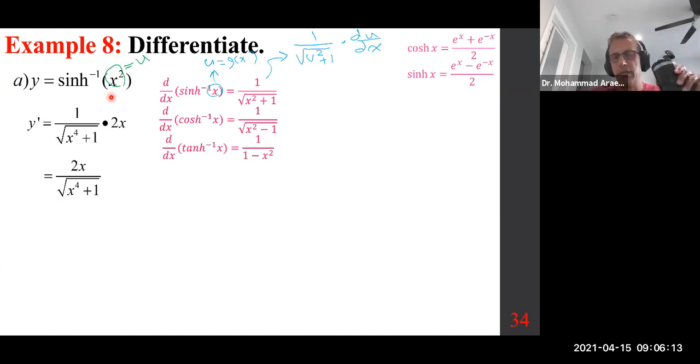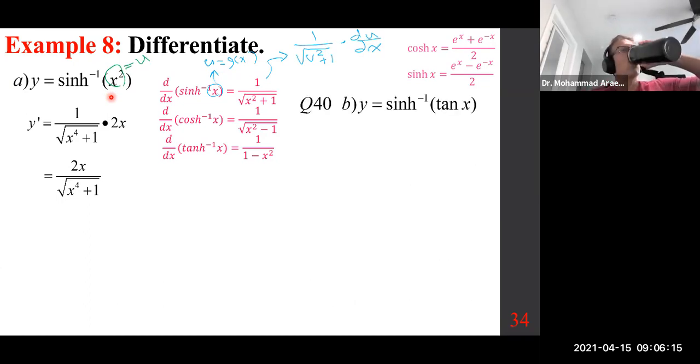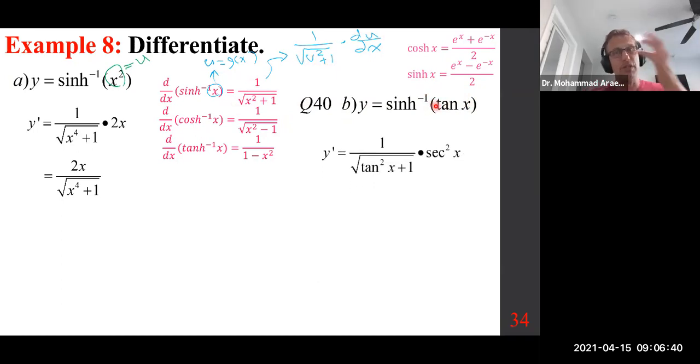To understand this better, let's look at this example. We do exactly the same thing. u is tan x. So 1 over the square root of u squared, that means tan squared x plus 1. And then we put the du/dx, the derivative of tan x, secant squared. So follow this, everybody, secant squared. We are not finished, but that's the main part that matters.